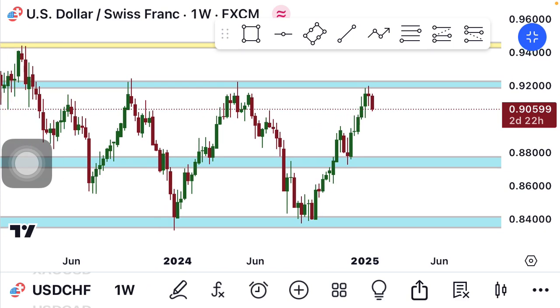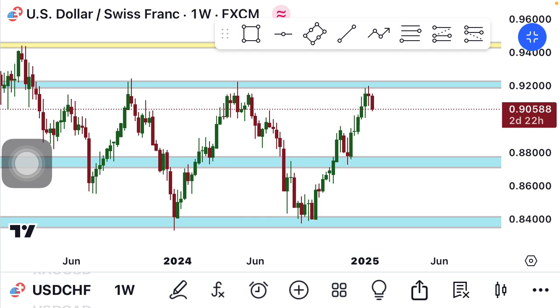So currently USD is below a resistance level, which simply means there will be selling opportunities, right? When price is below a resistance level, you should be expecting some selling opportunity, some selling pressure, right?